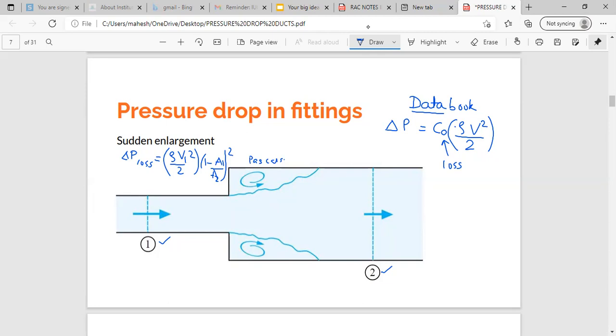So by writing Bernoulli's equation for sections 1 and 2, you can determine the pressure loss because of sudden enlargement. And in the ASHRAE handbook, if you know A1 and A2, you can straightaway determine this loss coefficient. So it becomes very handy if you are using a data book for calculating delta P loss because of sudden enlargement.